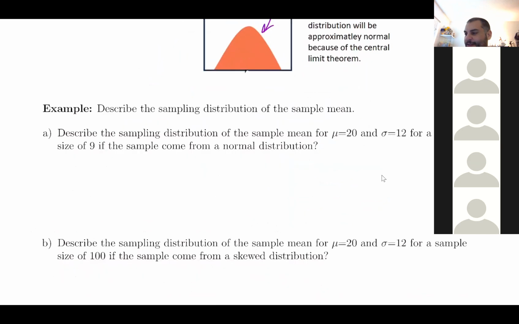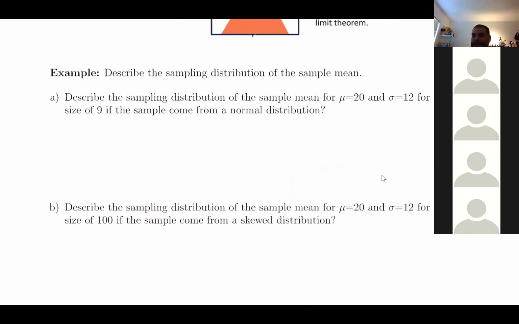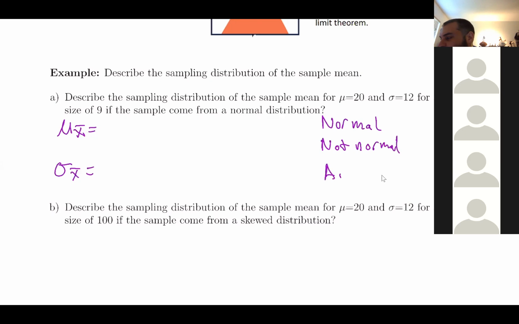So let's do the following. The following problem said describe the sampling distribution of the sample mean. When I say describe the sampling distribution of the sample mean, I'm asking for three things: what mu of x bar is equal to, what sigma of x bar is equal to, and lastly, I want you to tell me if the data set is normal, not normal, or approximately normal.